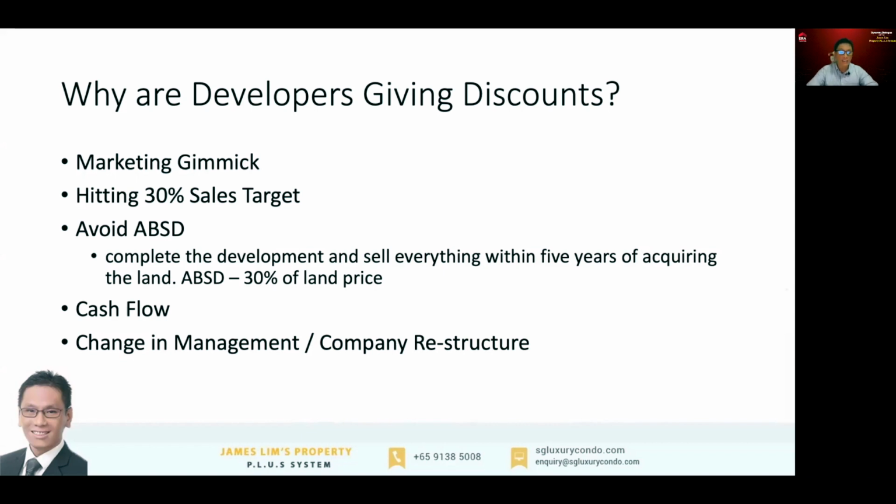Last but not least, they can have a change of management or a company restructuring. One example of this is St. Thomas. When these developers have a change of management, they just want to clear the old stock and start afresh. By starting afresh, the new management can show their new portfolio. They can have a new business model.